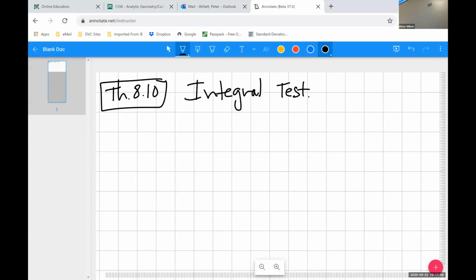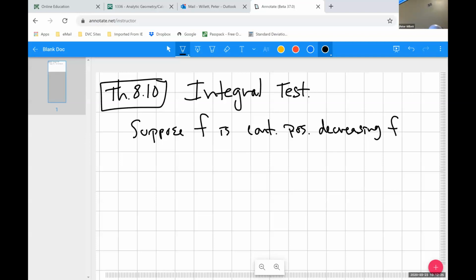All right, so for the integral test, let's take a look at what it says, and then we'll look at an example to try to understand it a little bit. It says, suppose f is a continuous, positive, decreasing, lots of vocabulary, function. And for x values greater than or equal to 1, this is true.